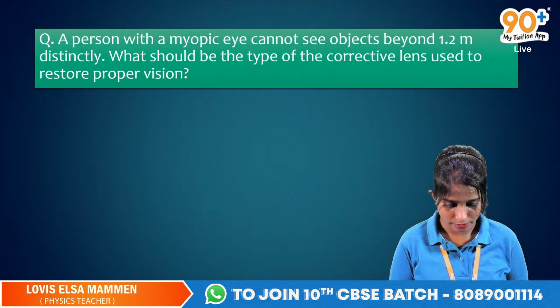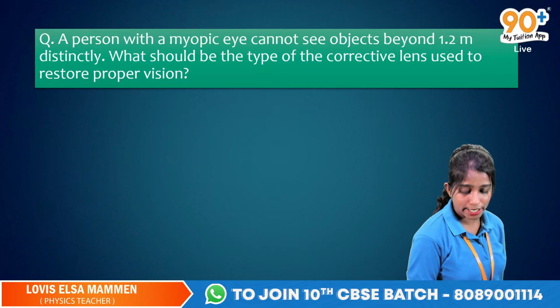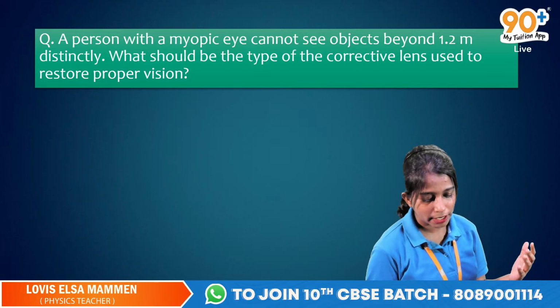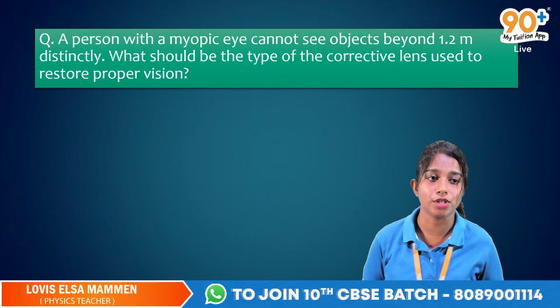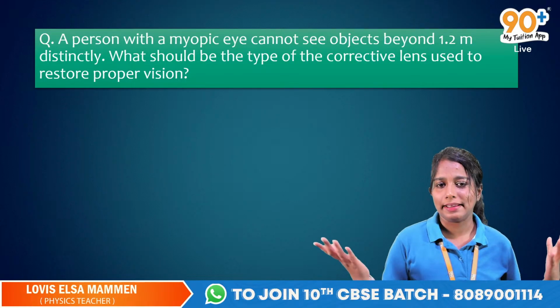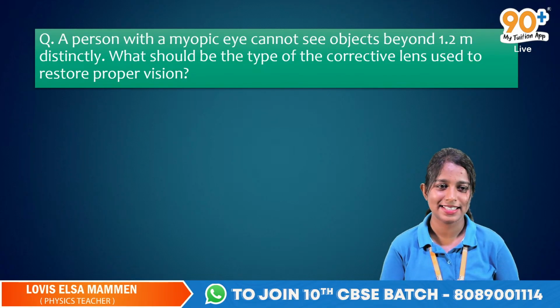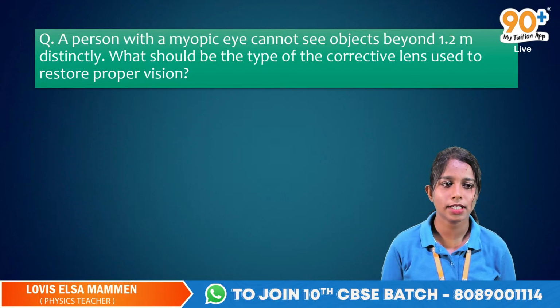The next question. A person with myopic eye cannot see objects beyond 1.2 meters. What should be the type of the corrective lens used to restore proper vision? A person with myopic eye. Question il thanne thannittund. It's myopia. Write the question. I'll give you 10 seconds. Pinne ellarum pena thaazhe vekkam.